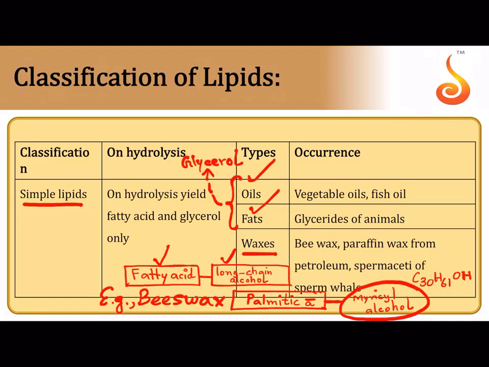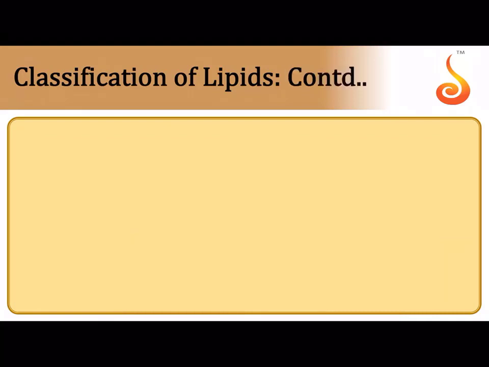So how is a wax different? Wax does not have glycerol molecule. Instead of glycerol, they have a different alcohol which is referred to as what? Long chain alcohols. Like for example, in beeswax, the fatty acid is palmitic acid, but the alcohol is myricyl alcohol. So these come under simple lipids.